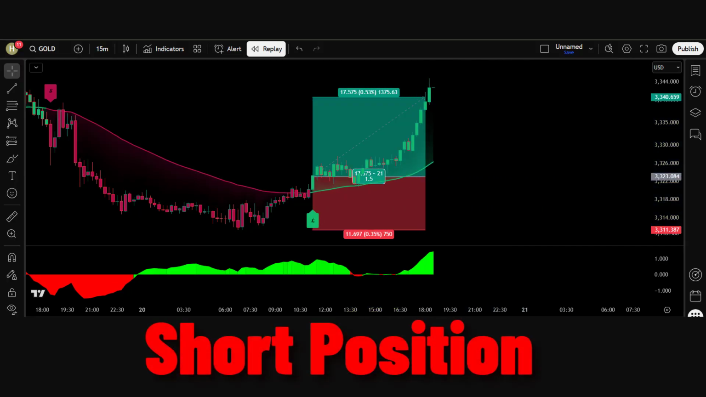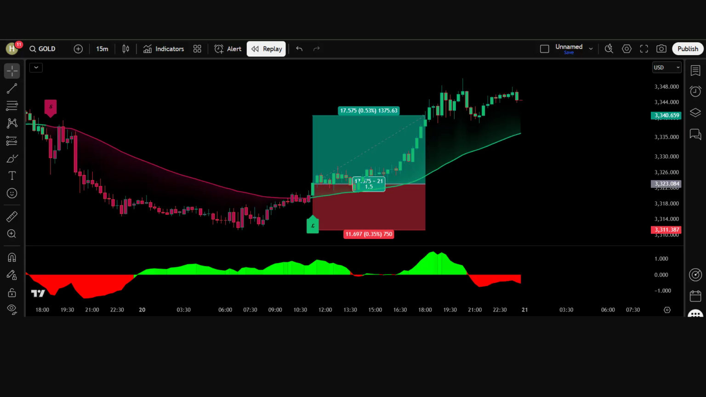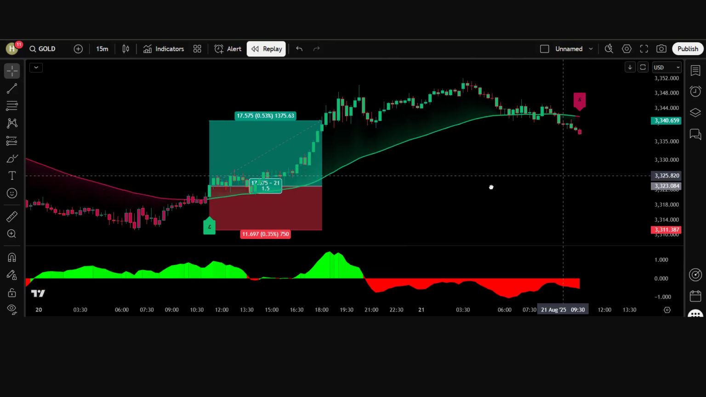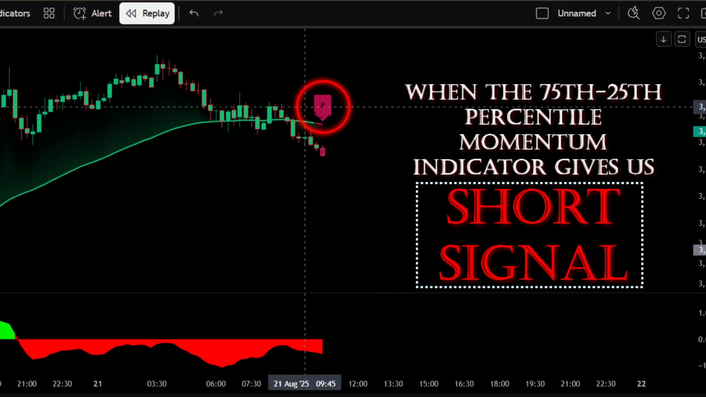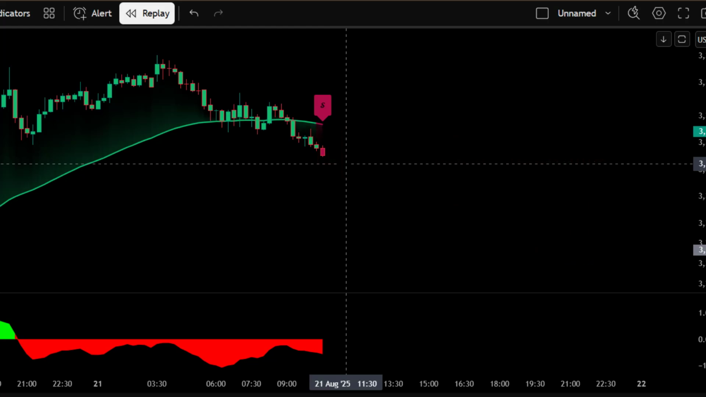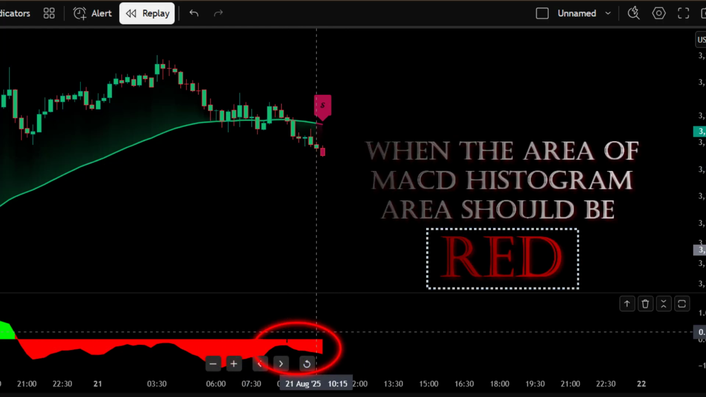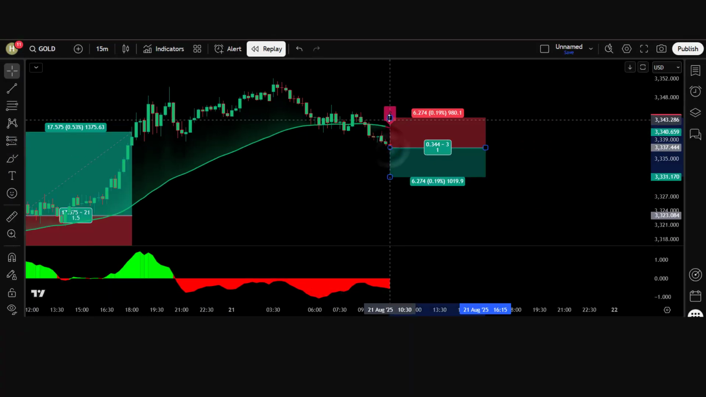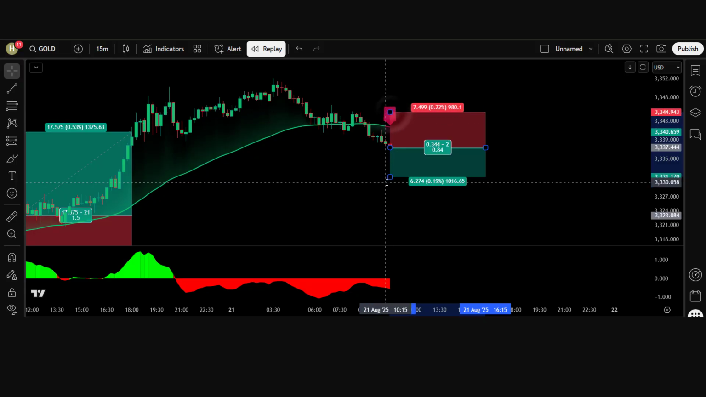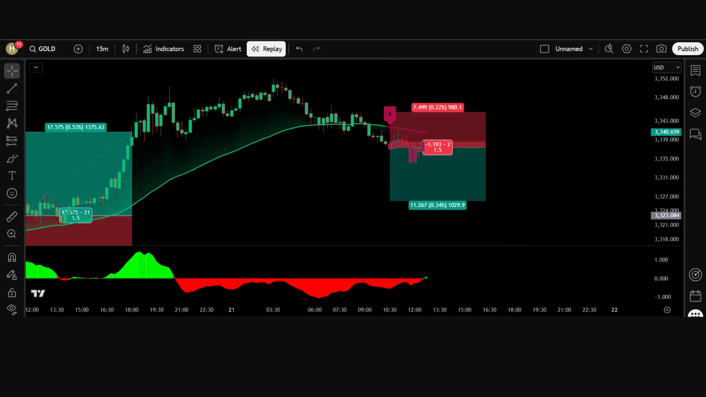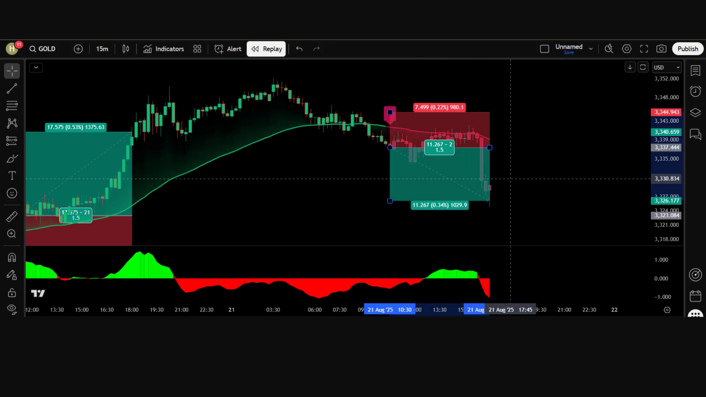Now let us understand the short position. When the 75th to 25th percentile momentum indicator gives a short signal, when the market has created a bearish candle, and when the MACD histogram area is red, then we will place a sell order. Place your stop loss at the current market's higher level with a 1:1.5 risk-reward ratio. The market has completely hit the target.